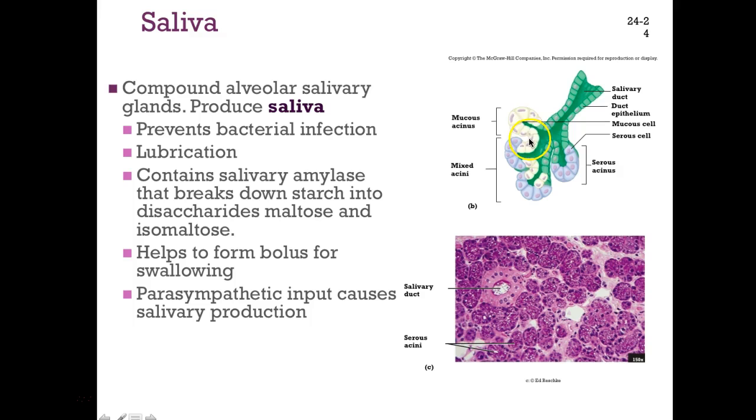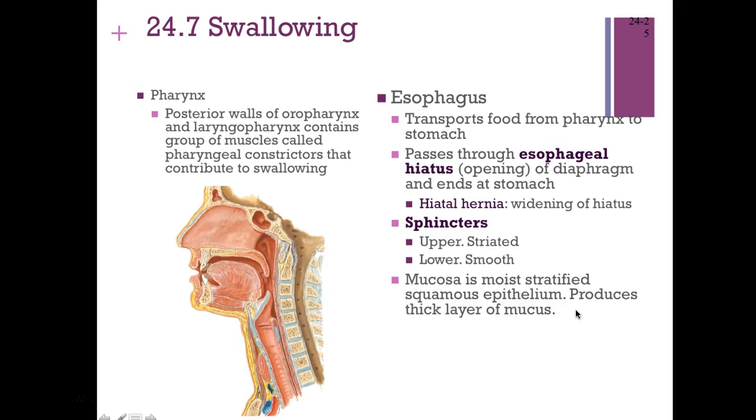Here are some mucus cells, and the bluish purple here are our serous glands. And this is just another image showing you a histology version of that. So here are our serous acini, which would be creating the serous fluid, and then this is our salivary duct. And I don't think I have a great picture of a mucus gland right there.